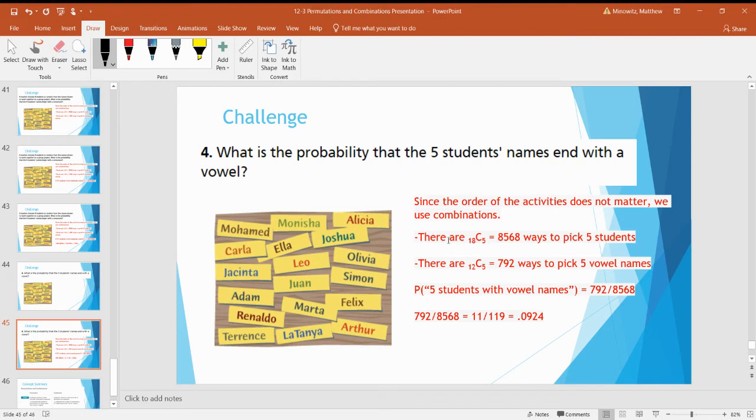Okay, still using combinations. The denominator is still the same. Still have the same 18 students, and we're choosing 5 of them. So that's my denominator. But now I've got to count how many students' names end with a vowel. I counted 12. So 12 choose 5. There's 792 ways to pick 5 vowel names. And we make a fraction once again.